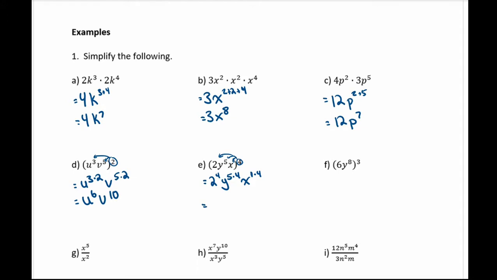I can simplify some things. 2 to the power of 4 is 16. Y to the power of 20. And x to the power of 4.